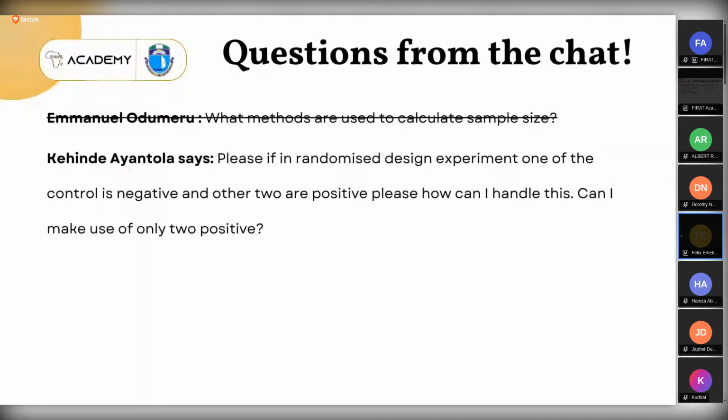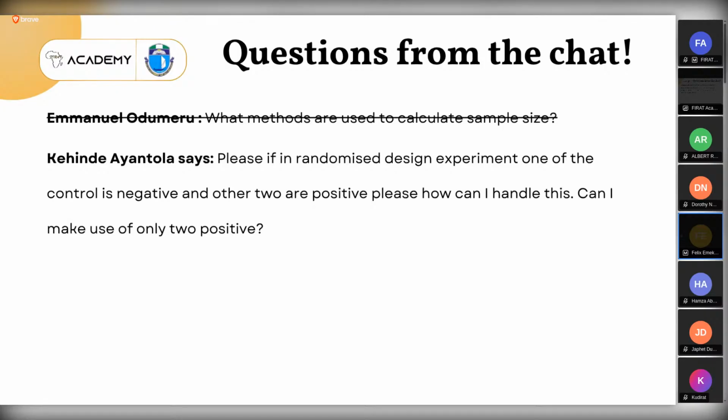If that is what you found in your study, of course, you can make use of the two positive. But I'm not clear on what you mean by positive, because when you're talking about a randomized design here, you are talking about a group that has a condition and an outcome, but you are giving them a drug to see whether they will be better. So when you say positive, do you mean that they positively reacted to the drug? Is that what you mean? Or they negatively reacted to the drug?